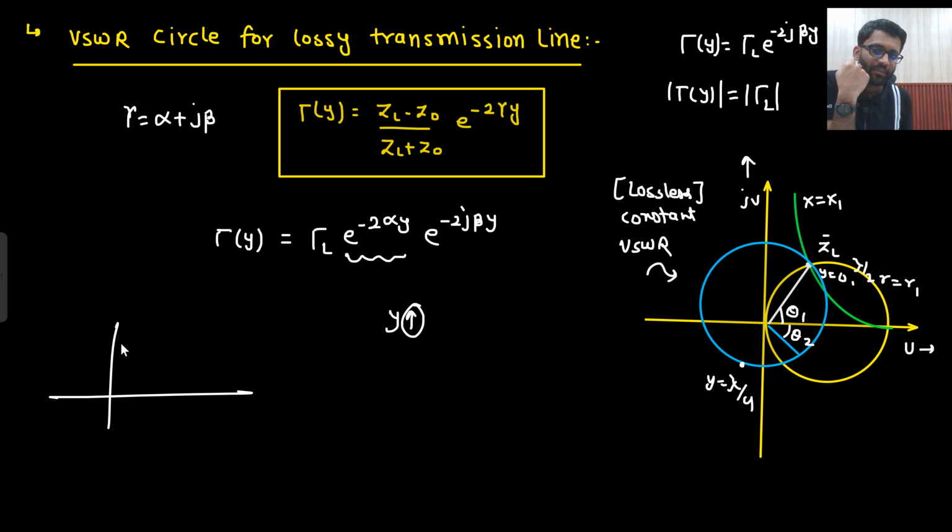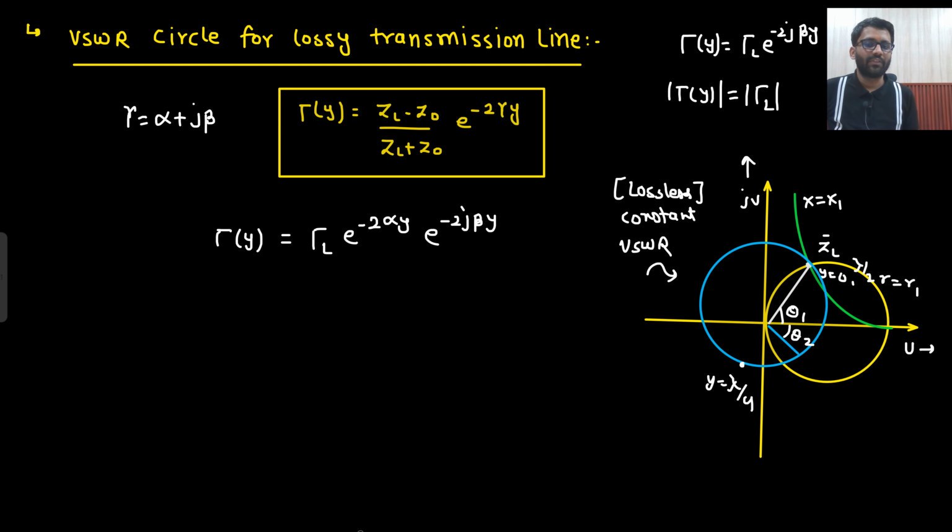What is the graph of this term? This is how the graph will go. So as Y increases, at Y equals 0, you will have gamma L e to the power minus 2j beta Y. But as Y increases, the magnitude will go down. So now the magnitude of reflection coefficient will go down. So you are not going to get a constant VSWR circle. So that is the thing which we need to study now.